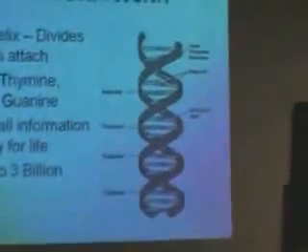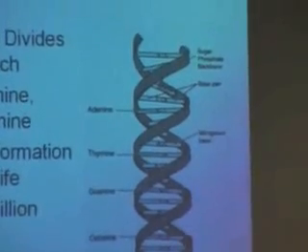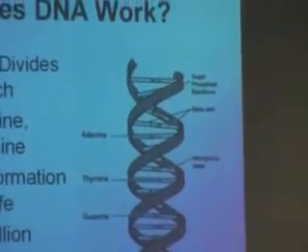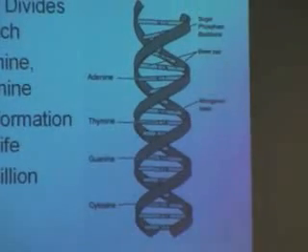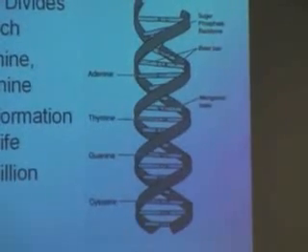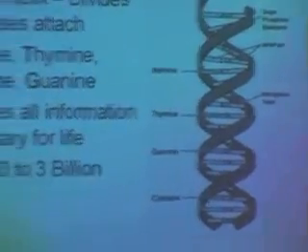And by letters, those little rungs of the ladder are bases called adenine, thymine, cytosine, or guanine. It's a 4-letter alphabet. Computers have ones and zeros, that's a 2-letter alphabet. DNA is a 4-letter alphabet. It encodes all the information necessary for life, 500,000 to 3 billion letters, okay?